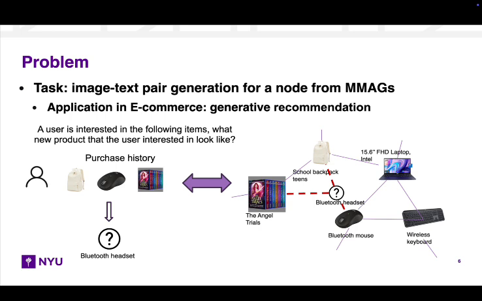So our task here is to do image-text pair generation for a node from multimodal attributed graphs. It has many applications. For example, in e-commerce, it can be used for generative recommendation. A user is interested in phones, and we ask what new product the user would be interested in looking at.